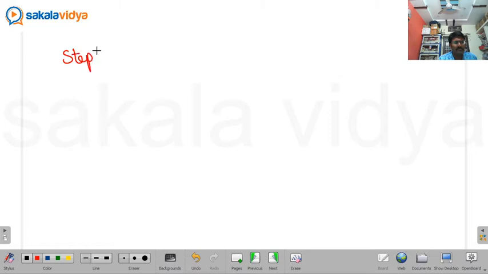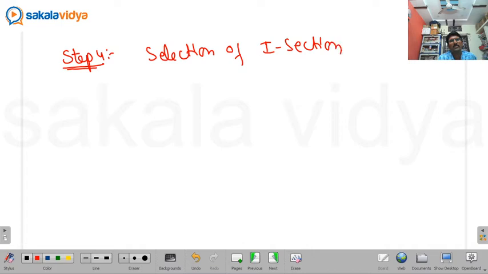Step 4. Selection of I section. So how are we going to select a suitable I section? Based upon which value? Based upon step 3.